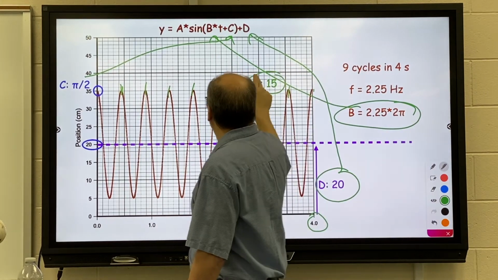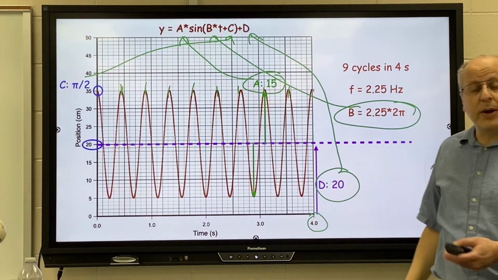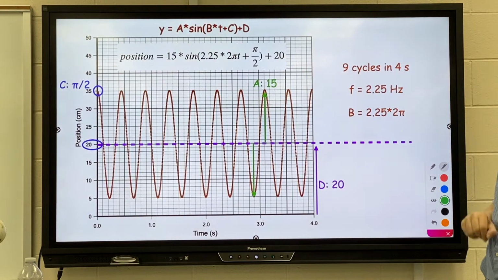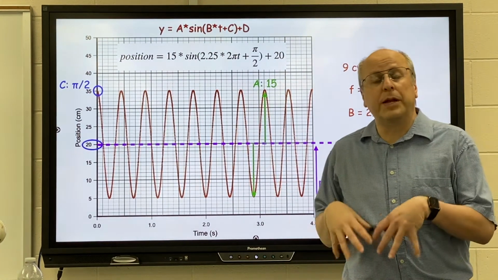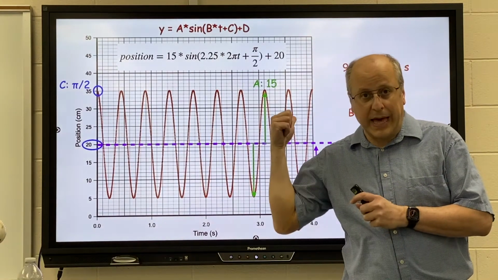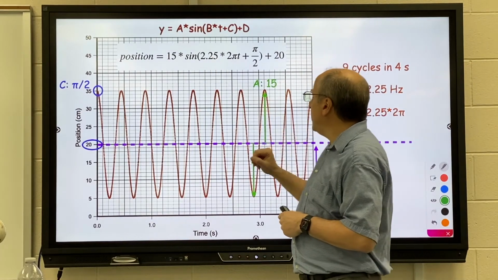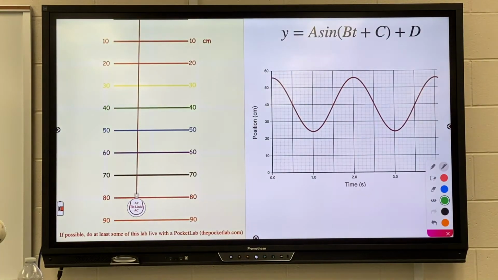and we have A. We now have all the variables, and we can write out the equation of this sine curve. The final answer would look something like that. This sine curve would reproduce if we use that equation. Amplitude, frequency, phase shift, vertical shift. Okay, how does it relate to our pendulum?